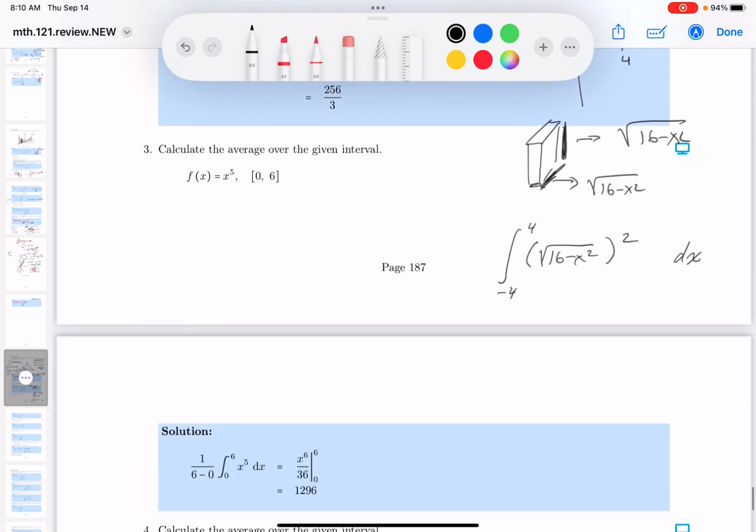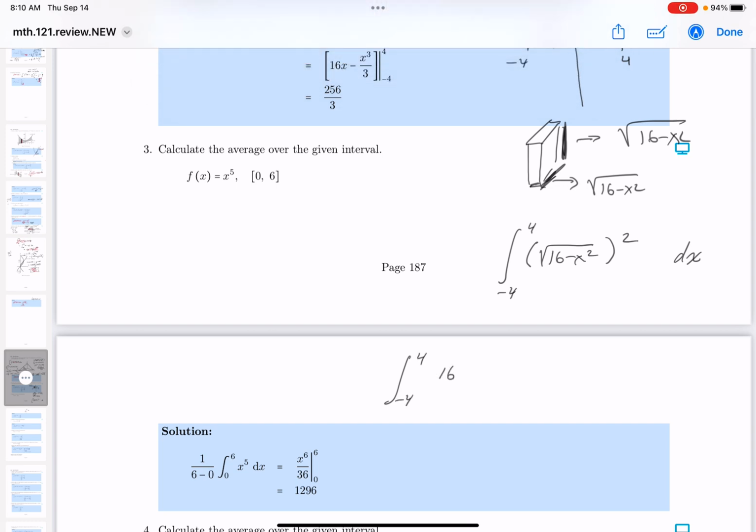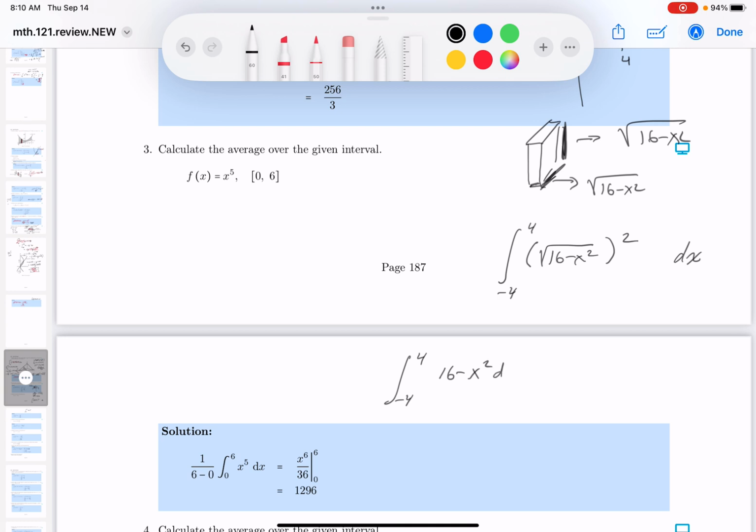So I'm ready to do the integration. And what do you get there? You get minus 4 to 4, you get 16 minus x squared dx. Relatively simple. 16x minus x cubed over 3, limits of integration minus 4 to 4. Let's write it down.